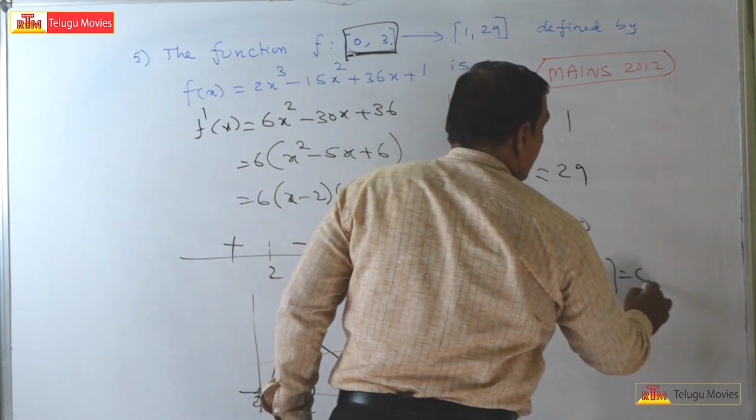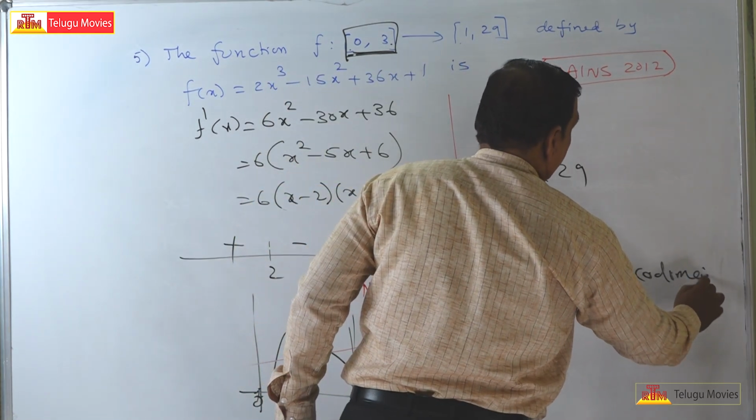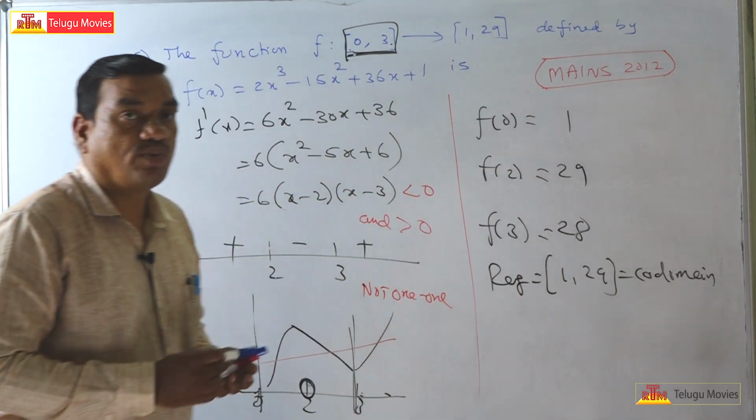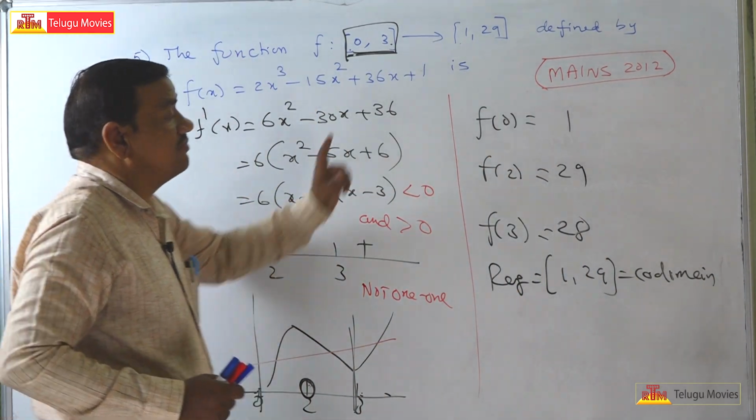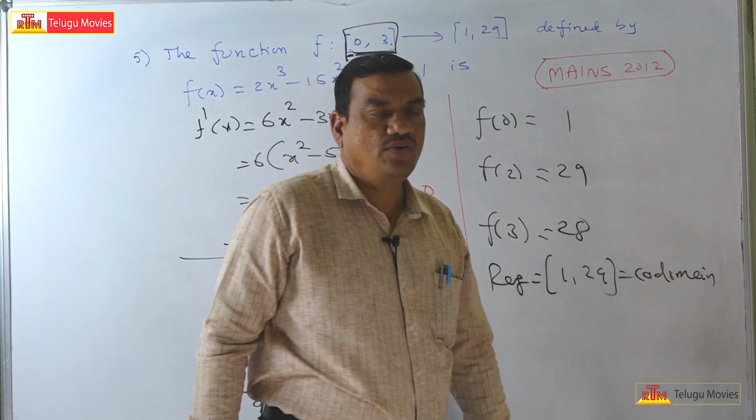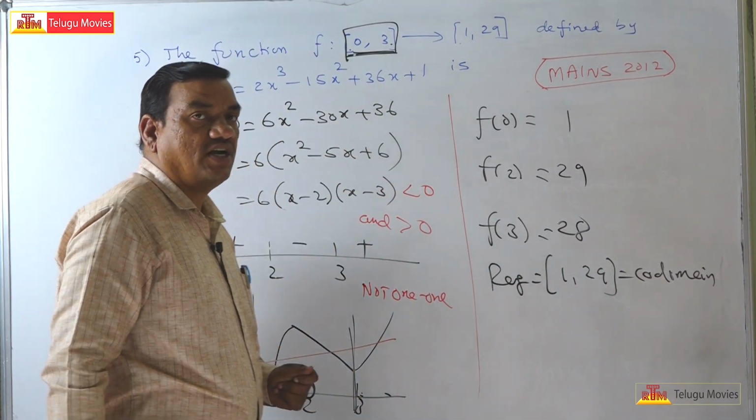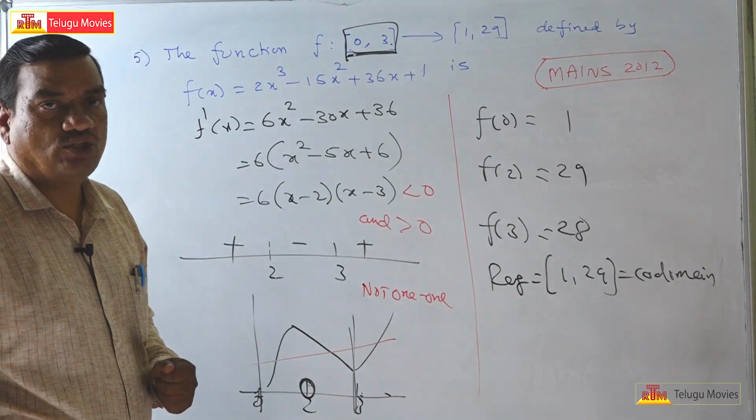The range is already equal to the codomain. Therefore, just like the previous problem, it is not a one-one function, but it is an onto function. I hope you understand this solution. Let us go for the next problem.